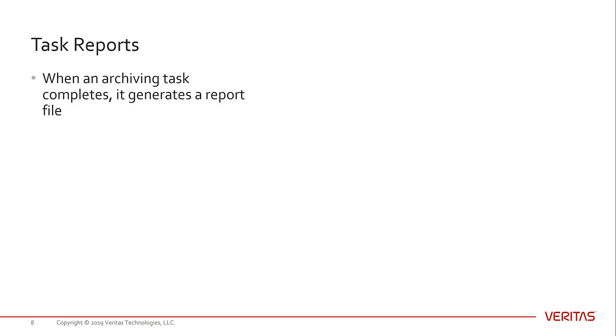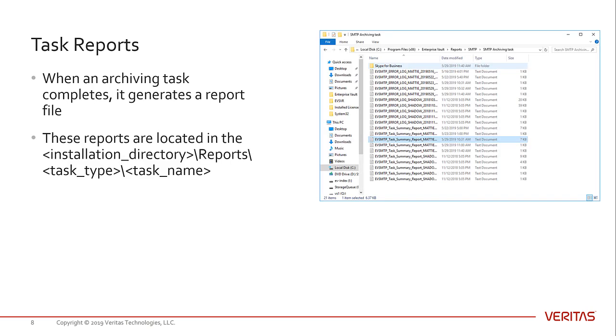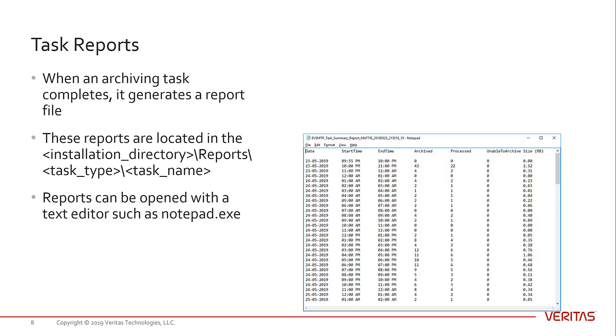Task Reports. When an archiving task completes, it generates a report file. These reports are located in the Enterprise Vault installation directory under the Reports folder. In that folder, look for a folder where the name contains a task type, such as SMTP or Exchange Mailbox Archiving. Underneath that folder, additional folders will be available. These folders will have the name of the archiving task. The reports are text-based and can be opened with Notepad.